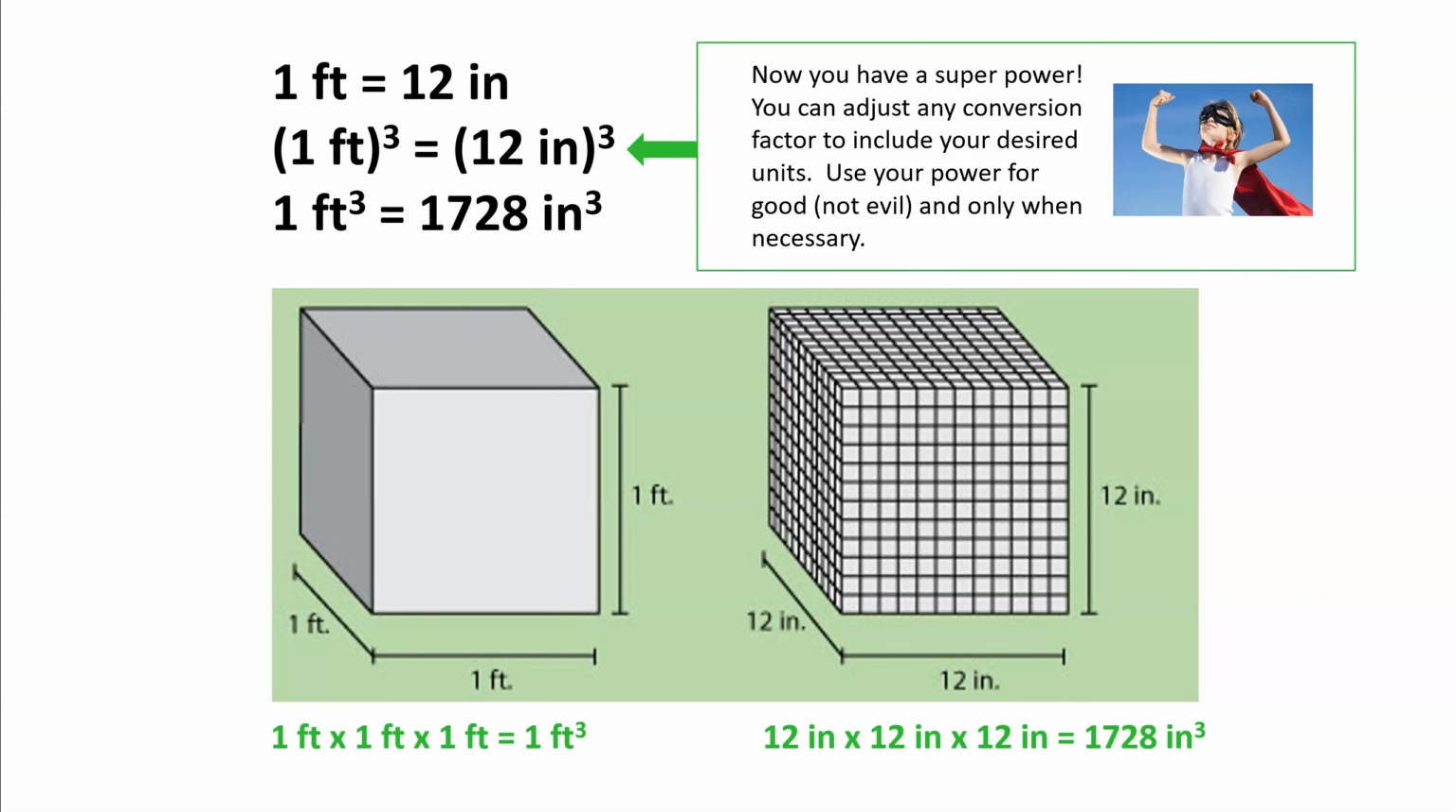We don't need to use it all the time, though. We saw some examples already where we did not need to use that ability to change things by squaring or cubing. We needed it maybe in part of the problem or not at all in the problem, depending on the conversion factors that we already know and the conversion factors that we're going to be using in that problem.